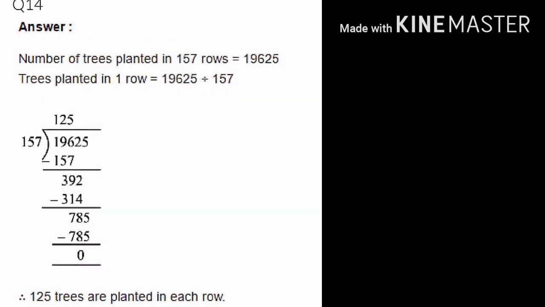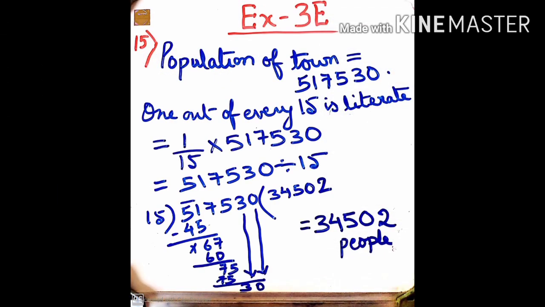Okay. Now next is question number 14. 19,625 trees have been equally planted in 157 rows. So how many trees in each row? Of course, we have to divide 19,625 by 157. I hope you can do the division now. And how many trees should be there in each row? Only 125 trees.